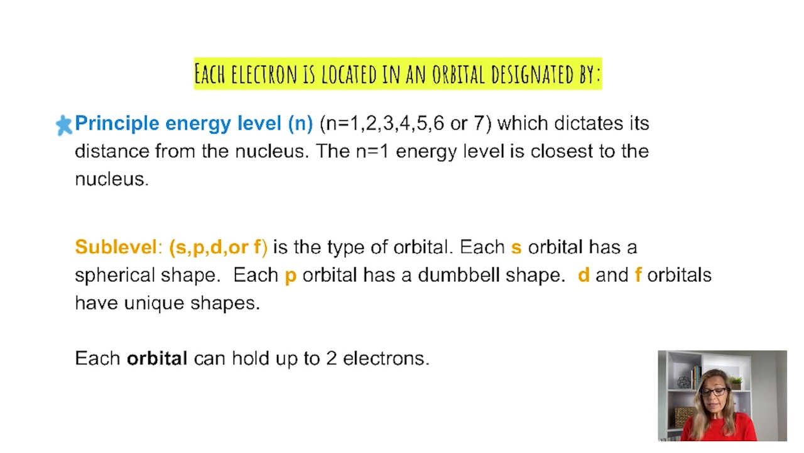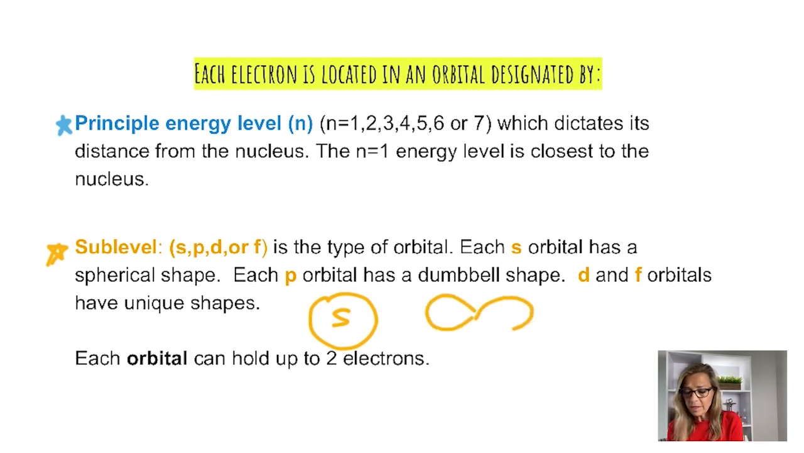The next thing is the sublevel. And these have really strange names: s, p, d, and f. Those letters indicate the type of orbital. Now, an s orbital has a spherical shape, so I'm going to make a sphere there. And then a p orbital has a dumbbell shape, so it might look kind of like that. That would be a p orbital. And then d and f orbitals, there are multiple shapes for those, and I don't really need you to worry about the shapes of d and f orbitals. But these orbitals are three-dimensional spaces, and they have unique shapes.